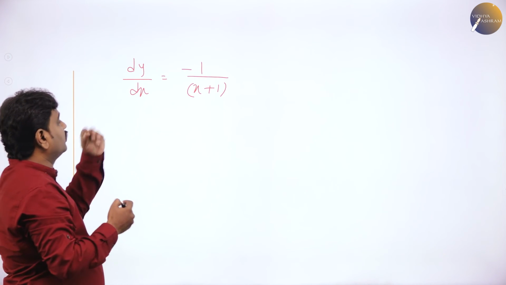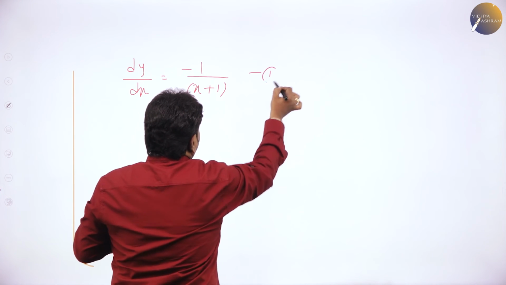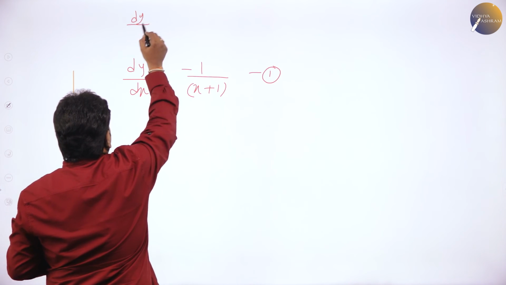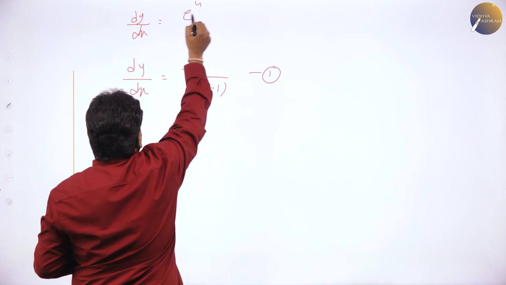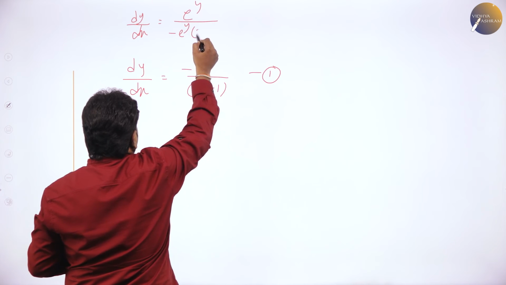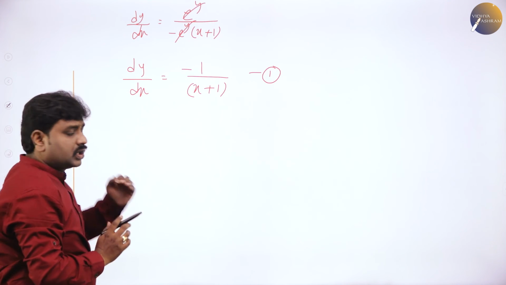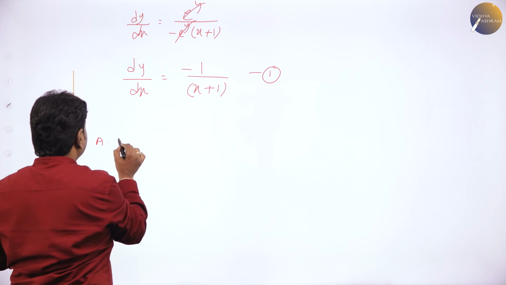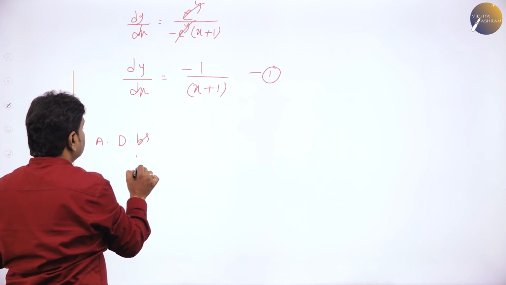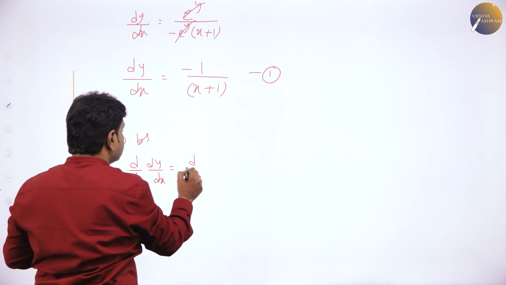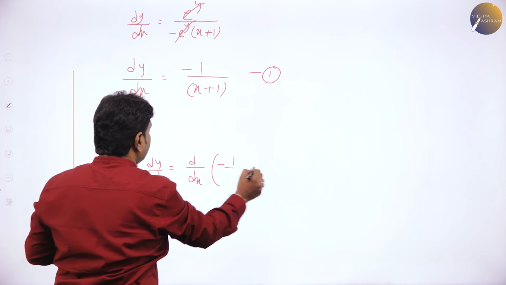So I wrote this, call this as 1. dy by dx we got. After rearranging, e power y divided by minus e power y into (x plus 1) or (1 plus x). We cancelled these two and we got this. Now again differentiate both sides. So d by dx of dy by dx is equal to d by dx of minus 1 by (x plus 1).